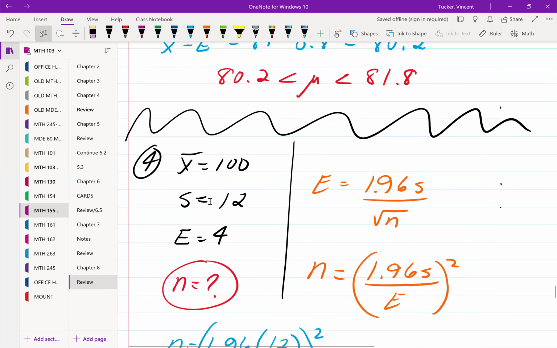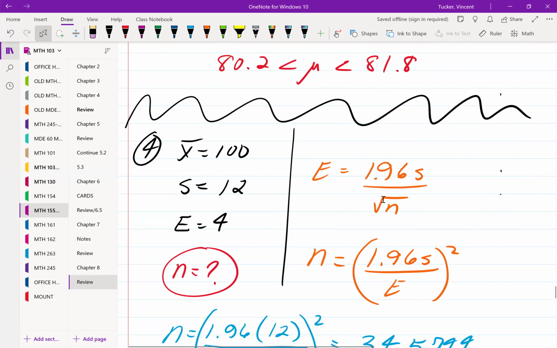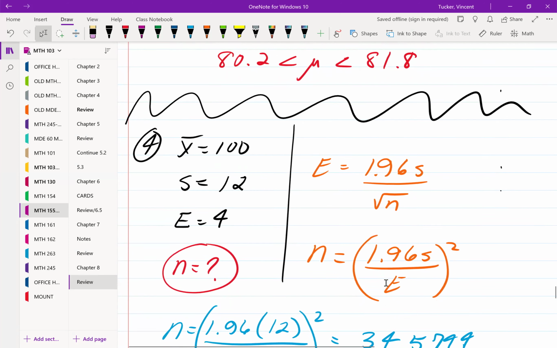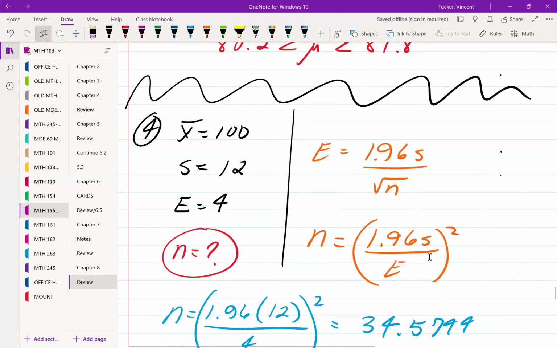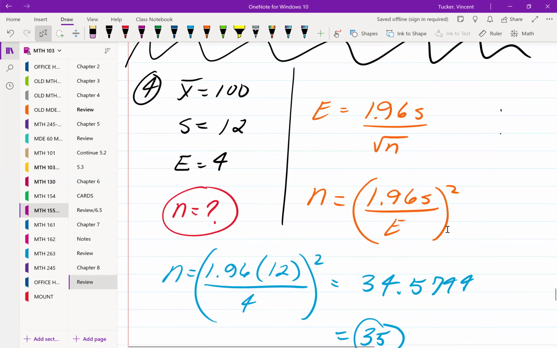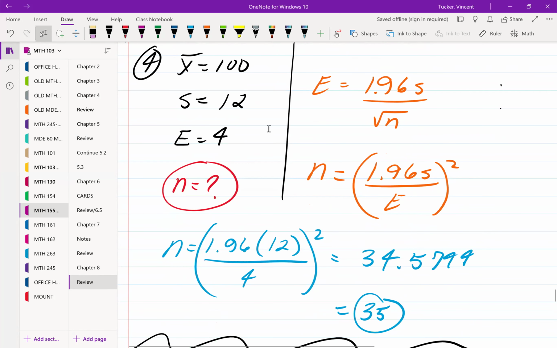So notice we have 100 for our mean, 12 for our standard deviation, 4 for E, which is our margin of error. Now, to calculate what N should be in order to have that margin of error, we use the margin of error formula and then solve it for N, which is N equal to 1.96 S over E, squared. So just taking N and solving it for N. And then you plug all the values into that equation. So it's 1.96 times 12, which is S, divided by 4, which is E. And that'll give you 34.5744. And it said round to the nearest whole number, and that'll be 35. So that's how you get 35 right here.